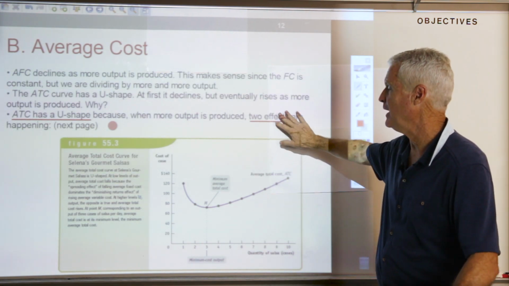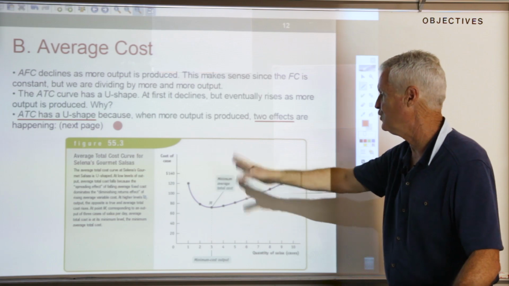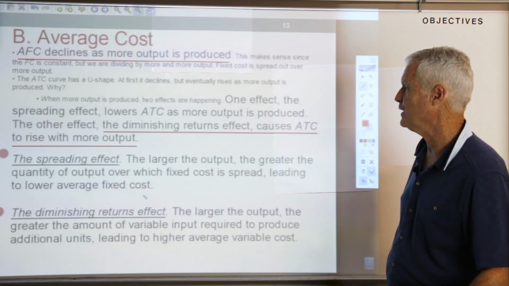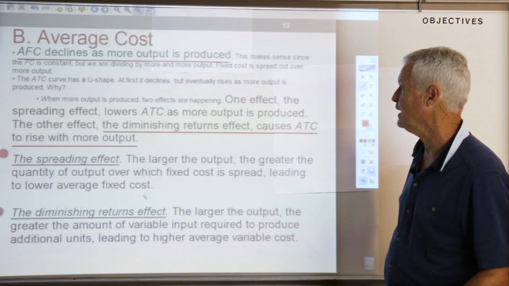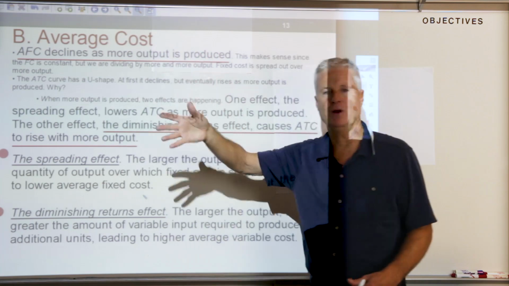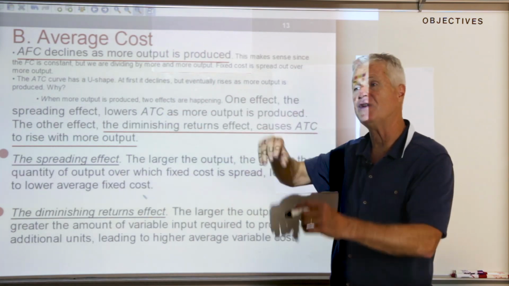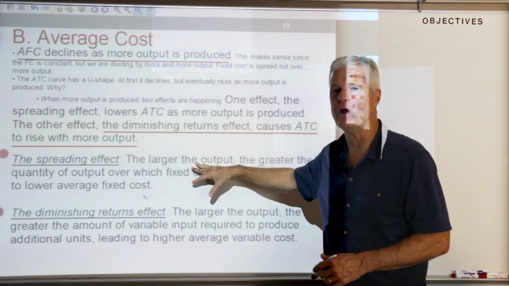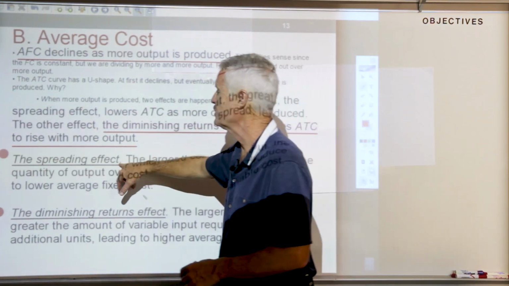Okay, we're going to talk about average total cost, and notice it's kind of U-shaped here. This is average total cost. You don't need to draw that. But I do want to cover a couple of things. Okay, average fixed cost always declines, right? The more units, the cost is fixed, we divide by a bigger number. At first it drops rapidly due to the spreading.